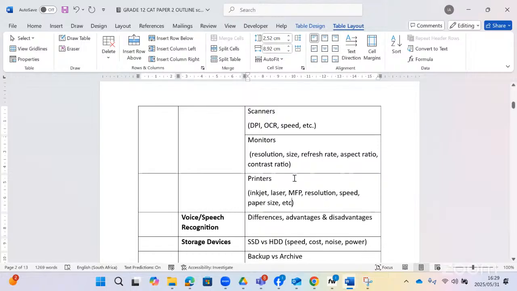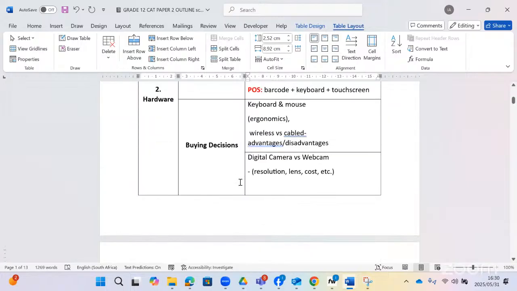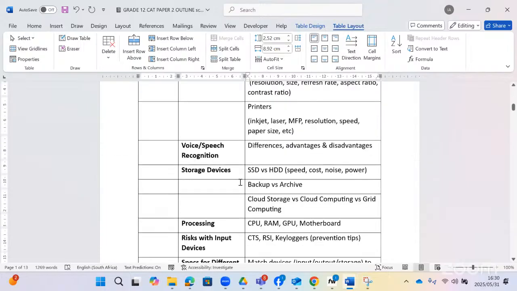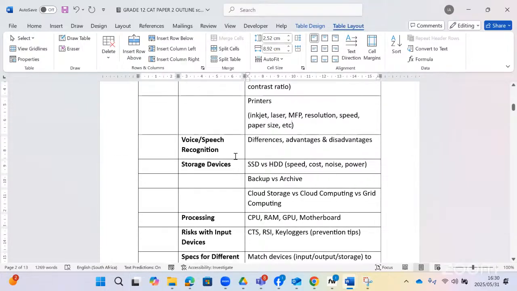So these are the decision-making factors that one needs to consider as a grade 12 learner. These are the things that you covered in term 1. You need to know this. Then again, voice and speech recognition. You must know the difference. What is voice recognition and what is speech recognition? You need to also know their advantages and disadvantages.